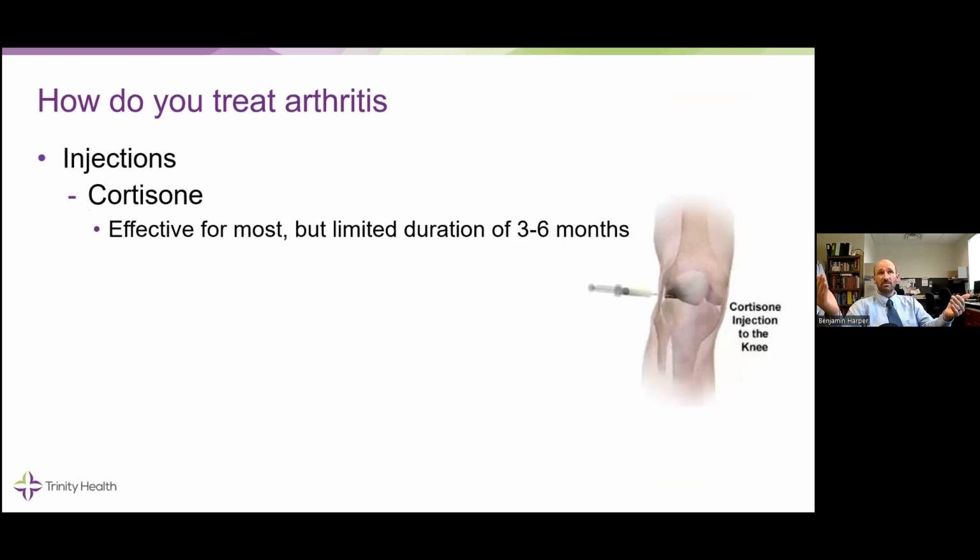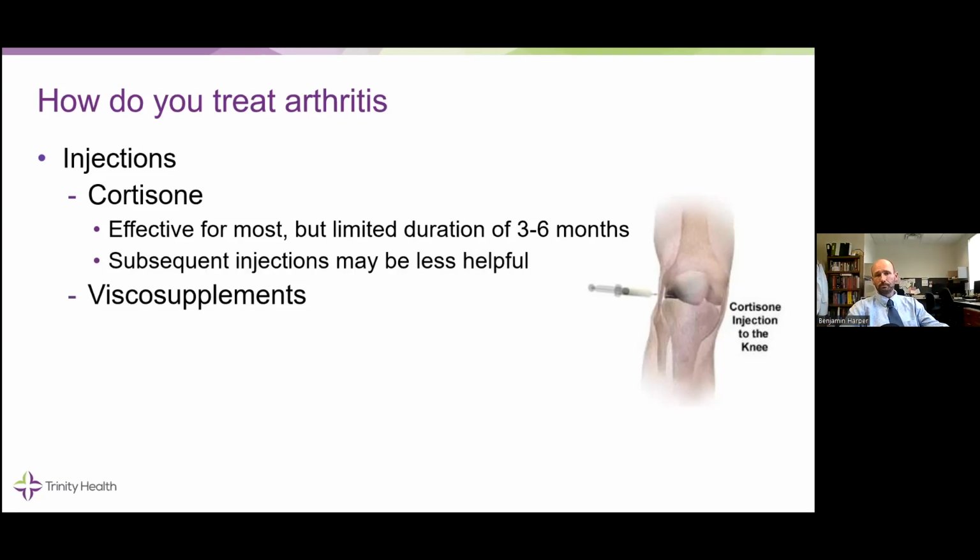You'll talk to people that feel that cortisone is the best thing ever. It cured them forever. You'll talk to people who got absolutely nothing from a cortisone injection. And I think both are true. There's some variation in how people respond. But the average is 3 to 6 months of pretty good pain relief starting out that can decrease in effectiveness with time. Subsequent injections may be less helpful.